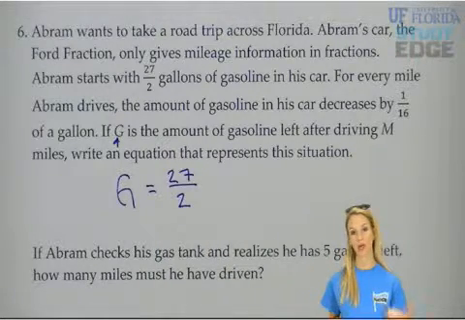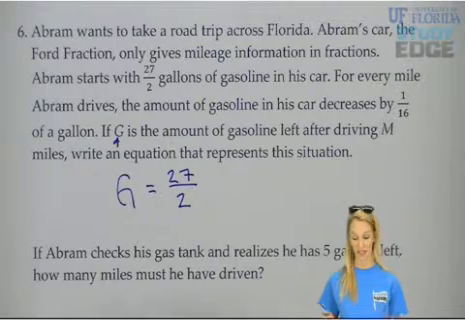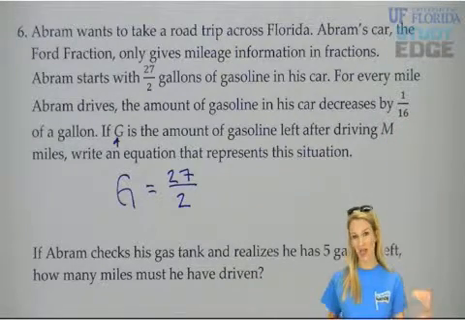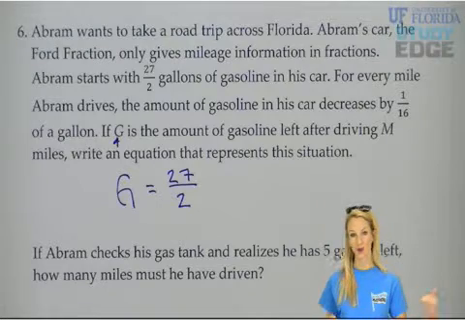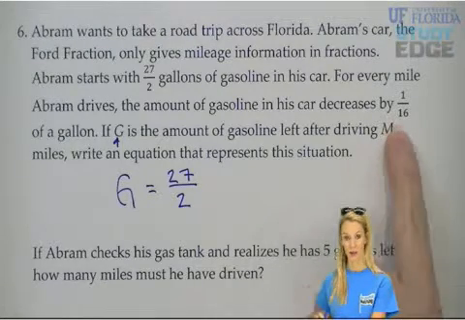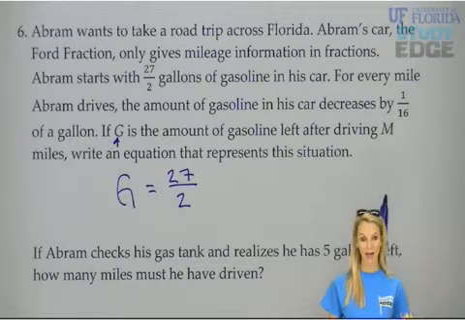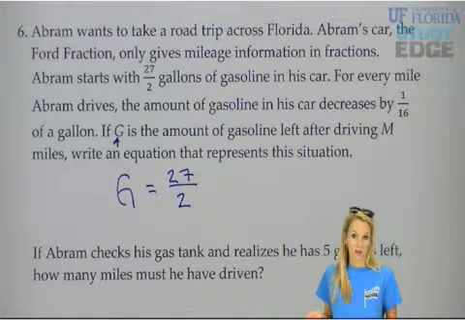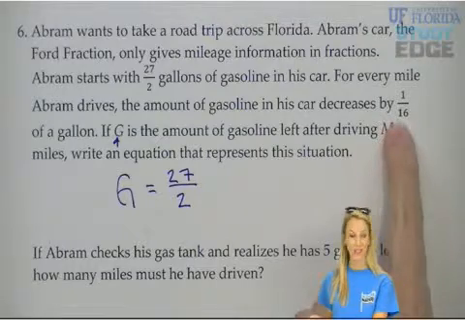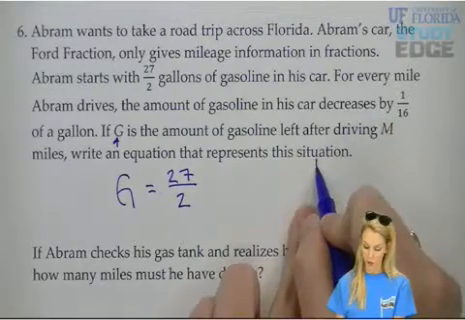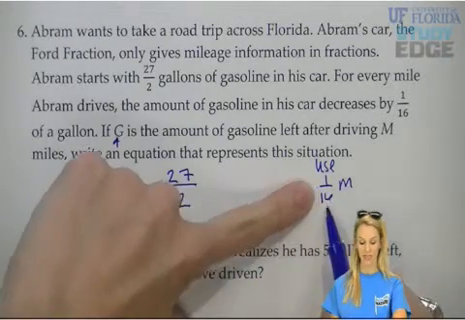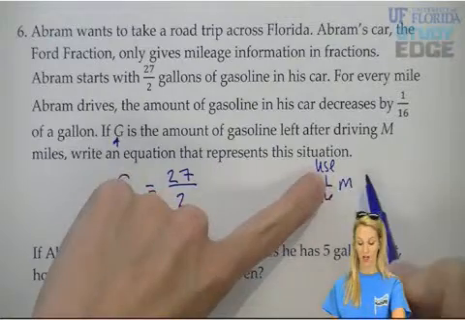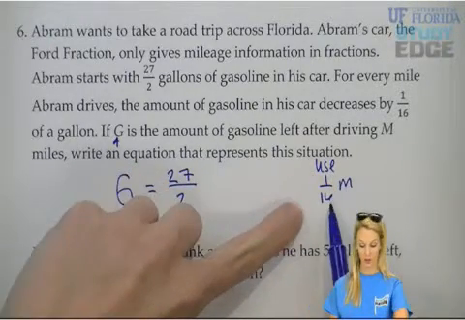All right, what happens when he drives a mile? He loses 1/16 of a gallon. Each time he drives another mile, he loses 1/16. What happens if he drives another mile? He loses another 1/16. Every time he drives another mile, he loses 1/16. So if he drives M miles, how much gas has he used? Well, the number of miles times 1/16 per mile. We use 1/16 times M. 1/16 per mile. For every single mile that we drive, we're using 1/16.